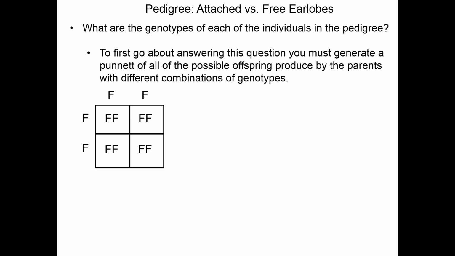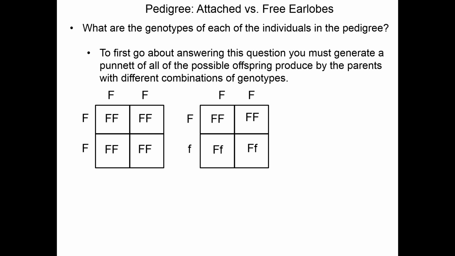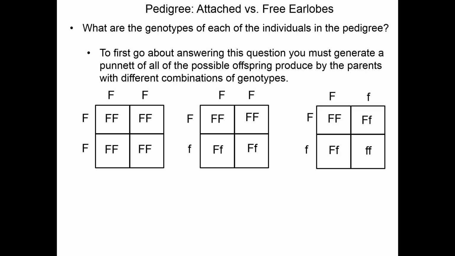Here we have two individuals that are homozygous dominant that have free earlobes. As should be expected, all their offspring have free earlobes. What if one of the individuals is heterozygous? Then all of your offspring still have free earlobes, but some are homozygous dominant, some are heterozygous. Here, two heterozygous individuals: 1 to 2 to 1 genotypic ratio, 3 to 1 phenotypic ratio. So 75% chance that your offspring have free versus attached earlobes.